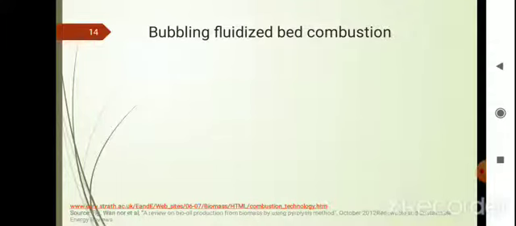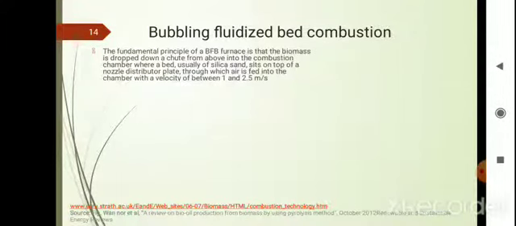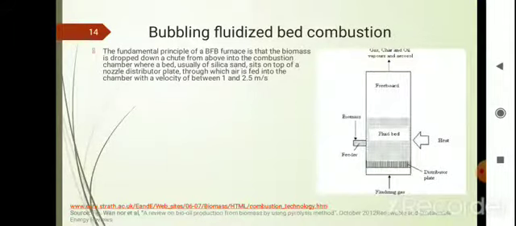Now we come to bubbling fluidized bed combustion. In bubbling fluidized combustion, the biomass is dropped down from a chute from above the combustion chamber, and the bed, usually made up of silica sand, sits on top of a nozzle distributor plate through which the air will be fed into the chamber, and its velocity will be around 1 to 2.5 meter per second. So that velocity is very very important. This is a schematic of bubbling fluidized bed combustion chamber.